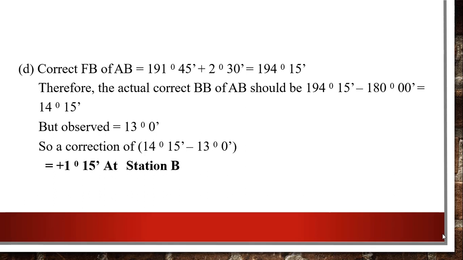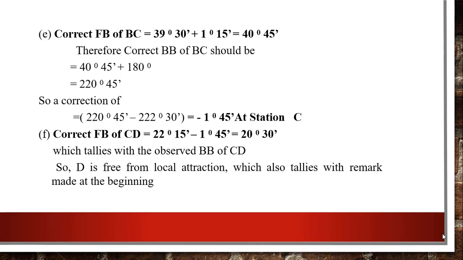But the observed bearing, which is given in the numerical, is 13 degree 0 minutes. So here the error is minus 1 degree 15 minutes. So the correction you have to apply in a positive way, that is 1 degree 15 minutes at station B.